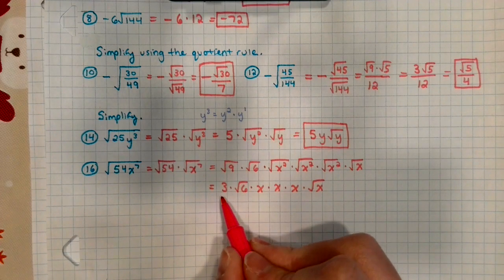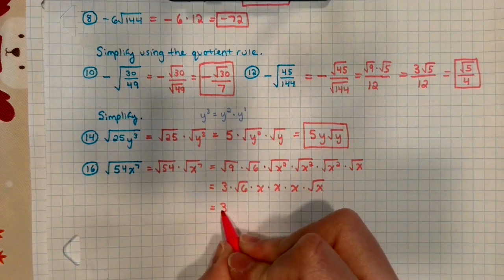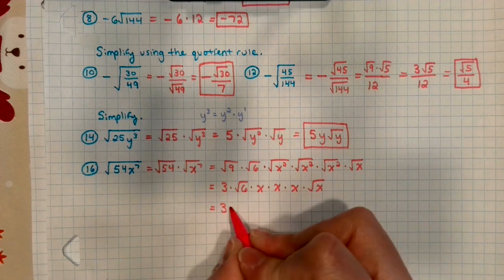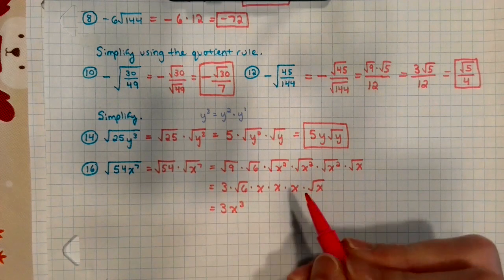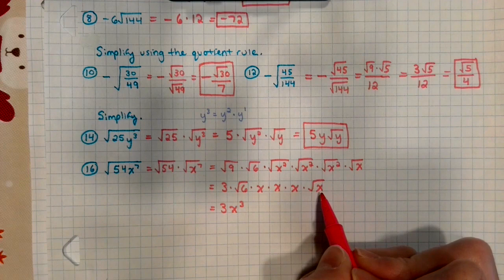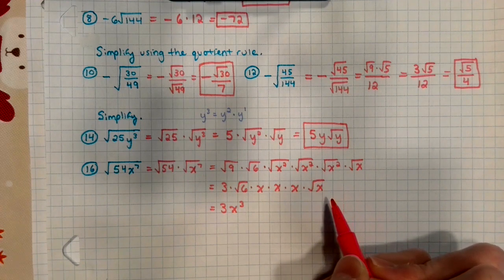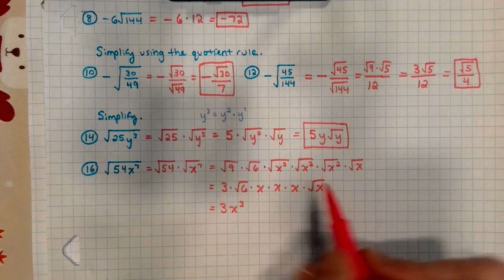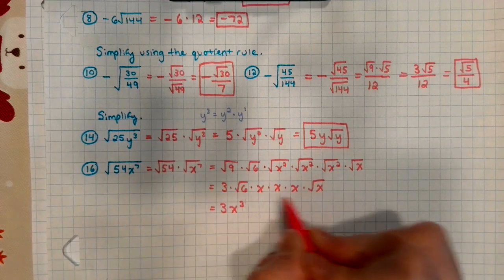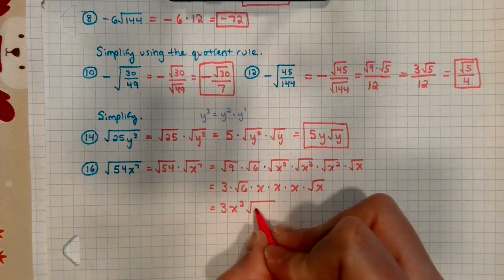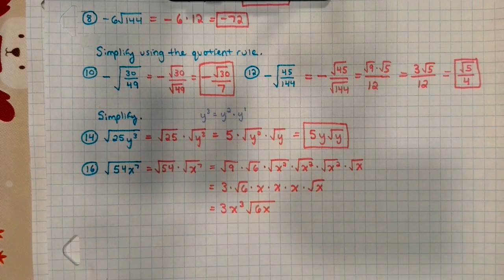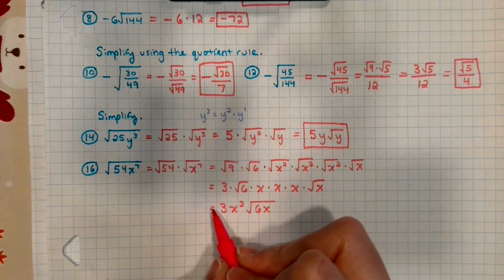Now simplifying this further, we'd have 3. And then these x's here would be x to the 3rd power. And then these two here, the square root of 6 times the square root of x, we're going to use that product rule that helped us break it apart to put these two together. So this would be the square root of 6x. And that would be my final answer for this one.